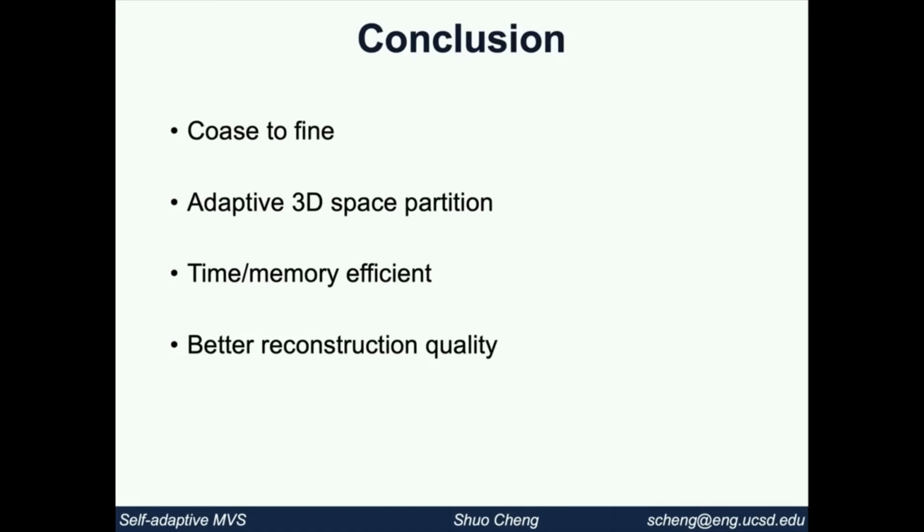To give a conclusion, we proposed a cost-volume-based method that adaptively samples the 3D space. Our model is time and memory efficient, and we can produce better reconstruction quality.